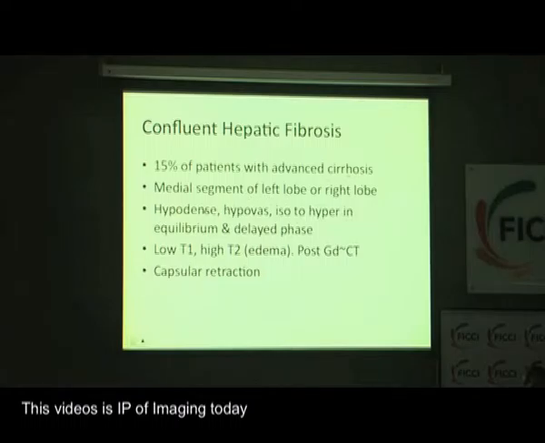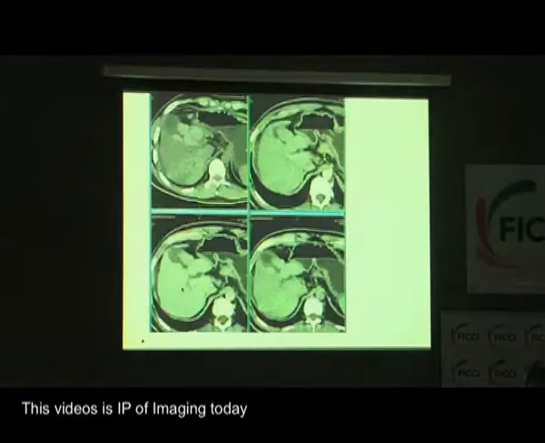The areas of fibrosis are hypodense and hypovascular on CT, tend to be low signal on T1, and hyperintense on T2, because a lot of fibrotic lesions of the liver also have an inflammatory or edematous component, and therefore they show hyperintensity on T2 weighted images. On post-gadolinium scans, they tend to show progressive enhancement. And like other serous or desmoplastic lesions, there is a degree of capsular retraction.